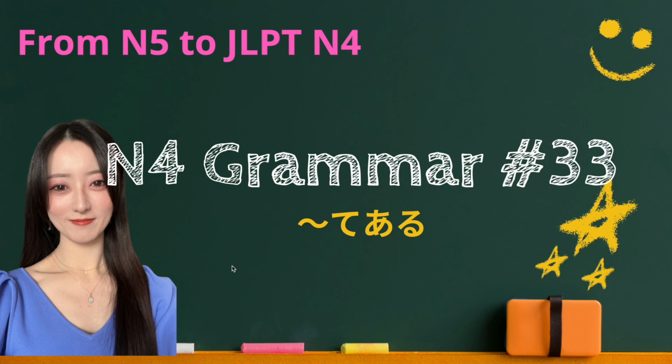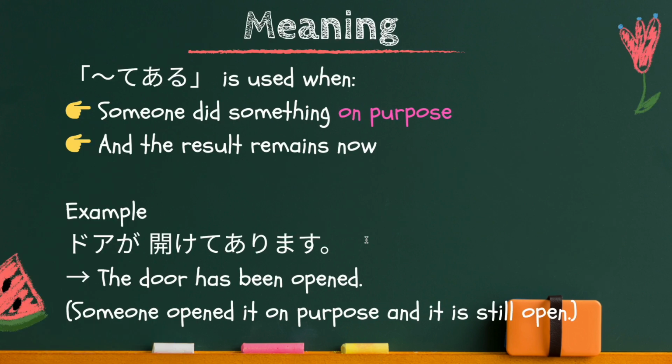From N5 to JLPT N4, this is lesson number 33. So today let's focus on this grammar pattern, てある. The meaning is this: てある is used when someone did something on purpose, and the result remains now.